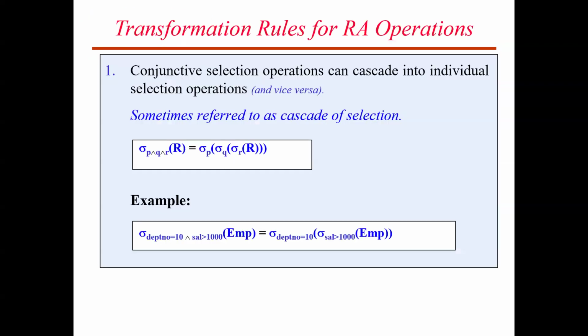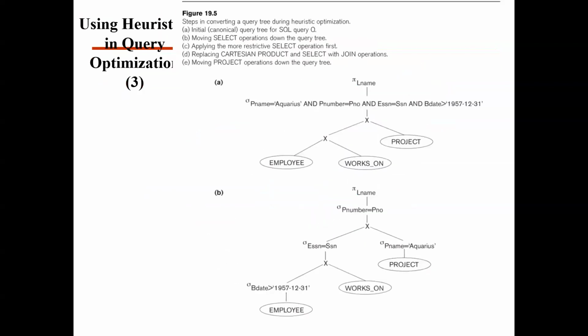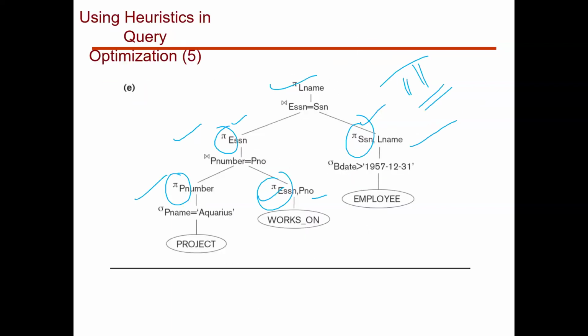This is the fifth heuristic. In the fifth query you see we are moving the project operation down the tree. So this project has been pushed down. First we pushed the select, but in the last one we also pushed the P number down. We select the P number down.